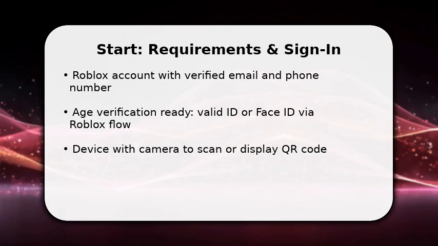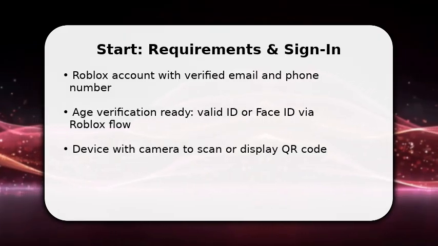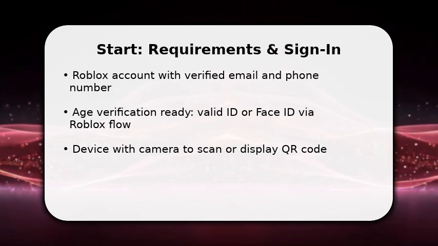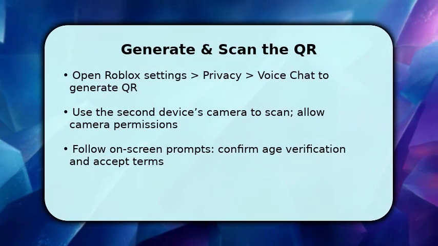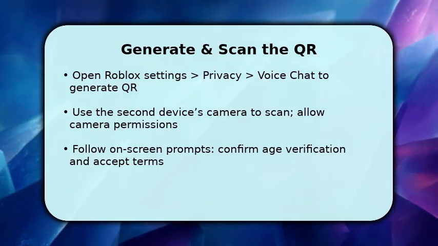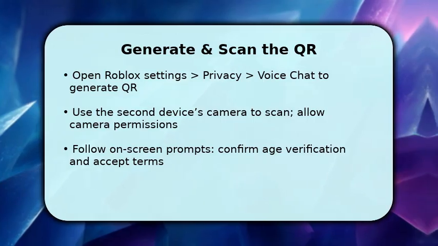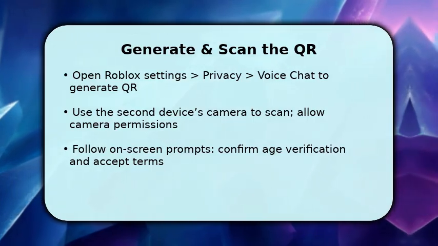Make sure you're on a stable Wi-Fi network, because the QR flow and verification upload require a reliable connection to complete quickly. Next, navigate to Privacy and locate the voice chat section to generate the QR code. You'll see a scannable image. Pick up the second device and scan it with its camera.